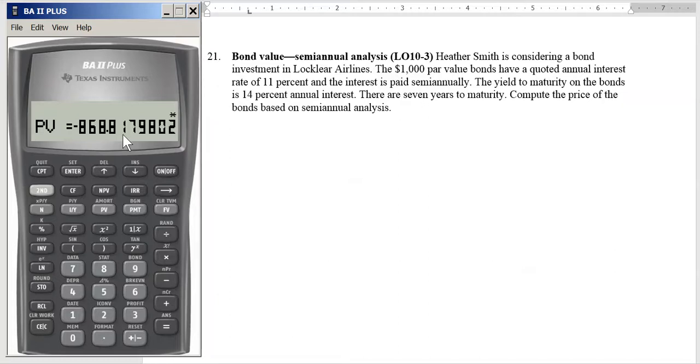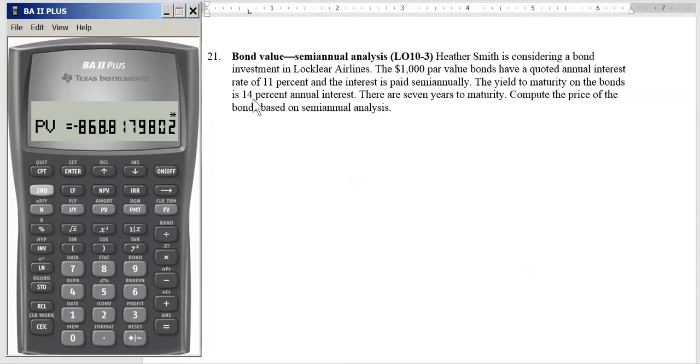So a couple things to observe here. One, the most important thing really, is that this $868 is less than the par value or the face value of the bond. The market rates went up from what was stated in the bond, and the price went down. The yields went up, and the price went down.